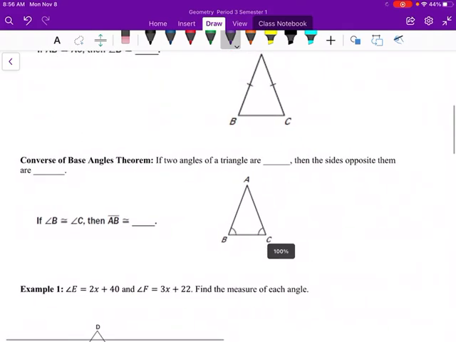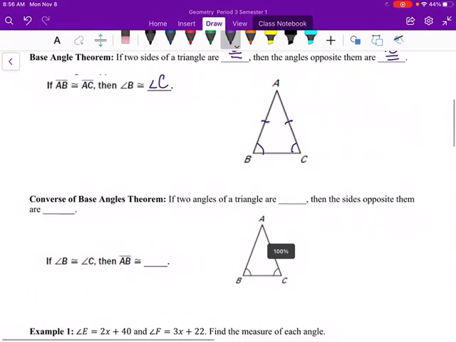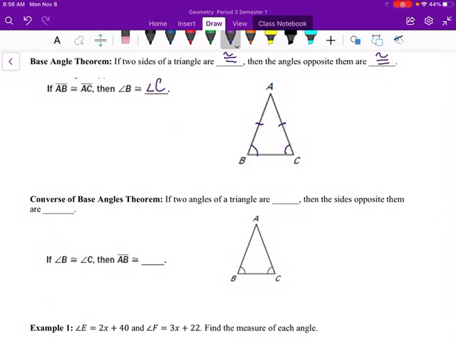We also have what is called the converse of base angle theorem. This one is if two angles of a triangle are congruent, then the sides opposite them are also congruent. In the triangle they gave us, if angle B is congruent to angle C, then we know AB is congruent to AC. So this rule and this property of isosceles triangles is going to help us when we're solving for different values.